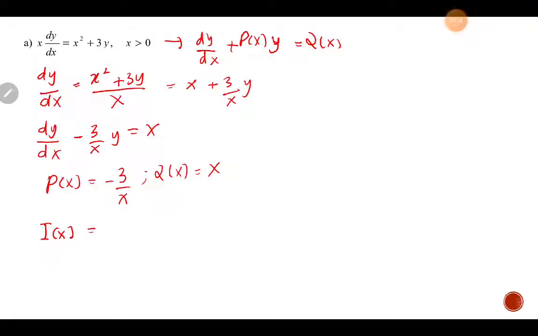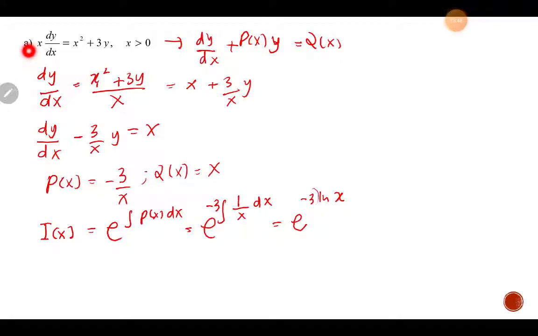Saya guna ix, saya senang. So it's gonna be e to the power of px dx. So dia akan jadi e to the power of negative 3. Tu constant, so saya letak je dia kat luar. So integrate 1 over x dx. So this will give us the integration of negative 3 ln x. Betul tak? Negative 3 ln x.